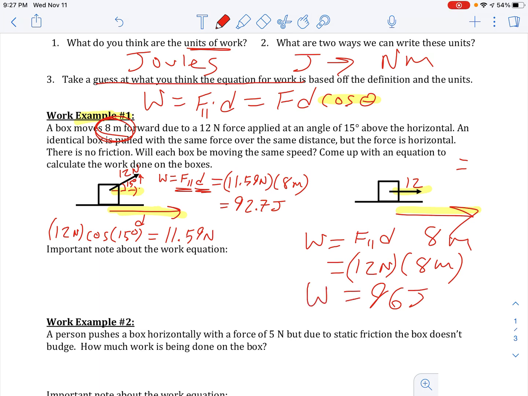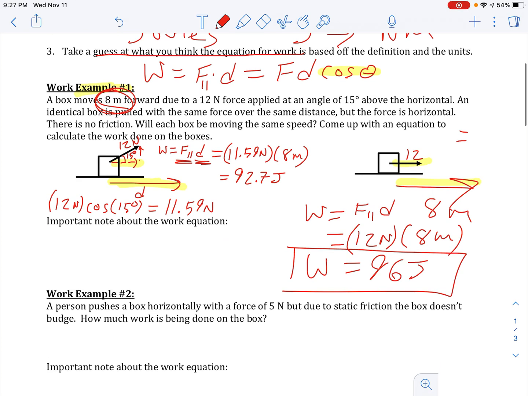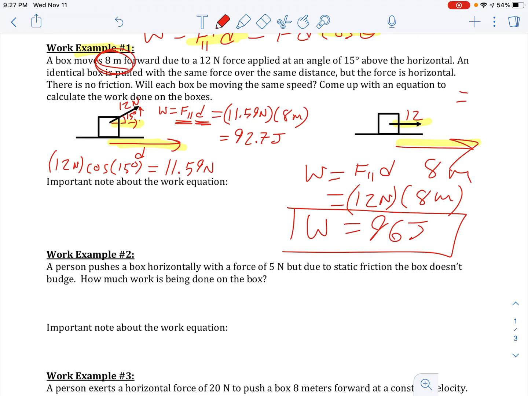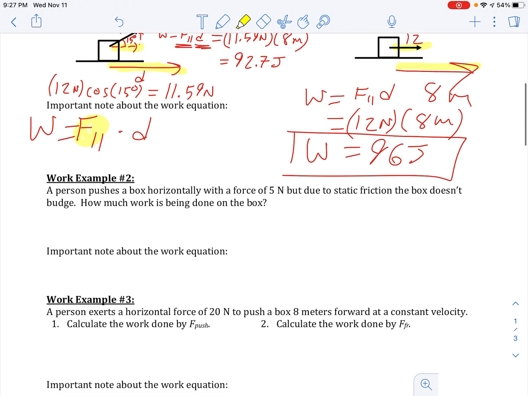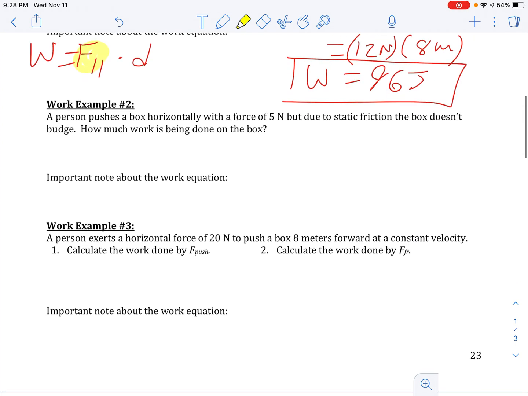That's the work, okay? So an important note about the work equation, as we mentioned right here, is just that what it really is is force parallel times displacement, right? Work is, you've got to get that parallel component. All right, let's take a look at the second example here.